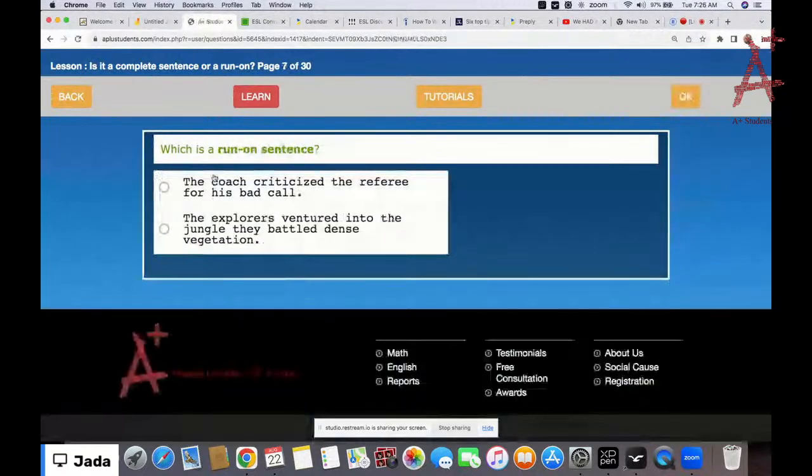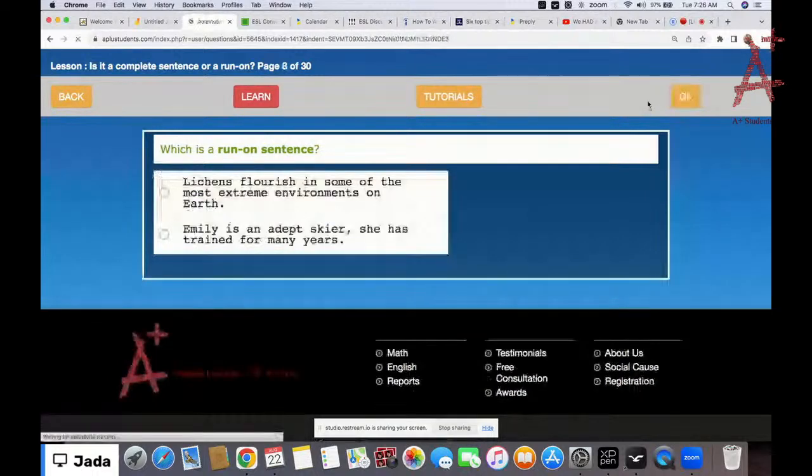So which is a run-on sentence? The coach criticized the referee for his bad call. And then the explorers ventured into the jungle and they battled dense vegetation. So now, the explorers ventured into the jungle. One, they battled dense vegetation. So this one.